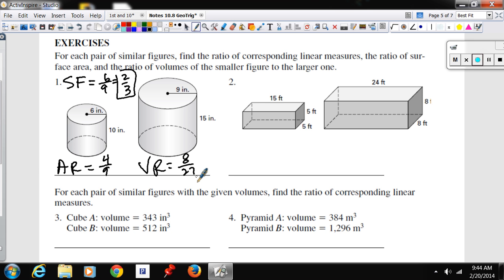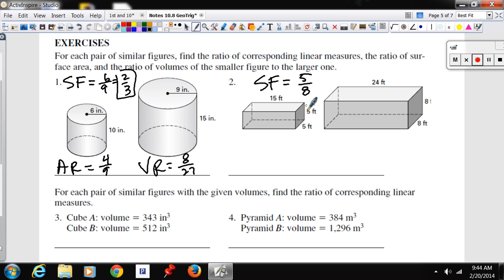Okay, let's look at this one right here, number 2. Find the scale factor first. Take a look at it. 3 over 8? No, wait, 5 over 8. 5 over 8? Yeah. If you did 15 over 24, is that going to reduce to 5 over 8? Yes, it will. 5/8. If you divide these both by 3, you get 5/8.